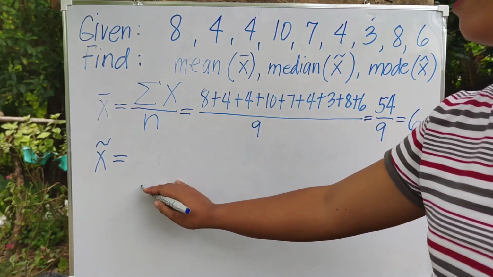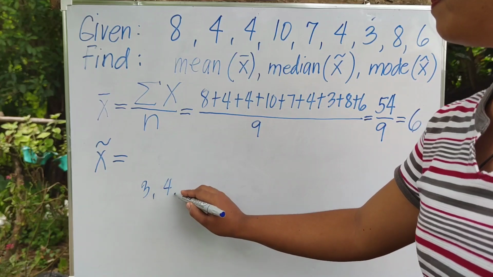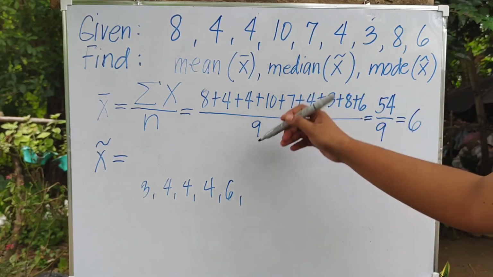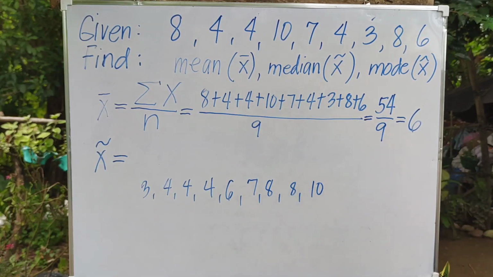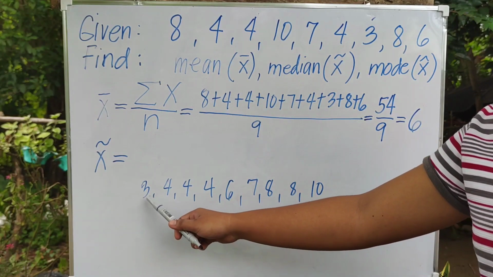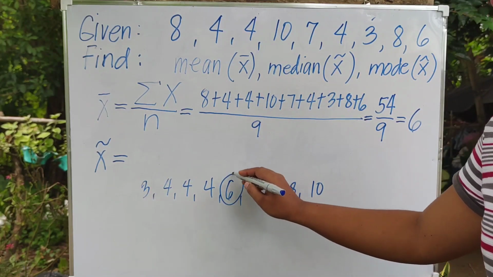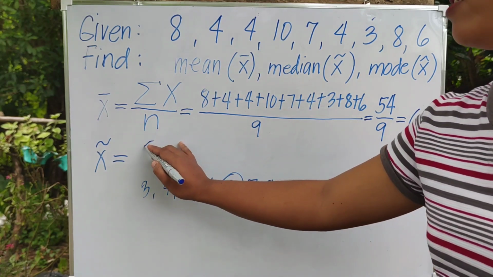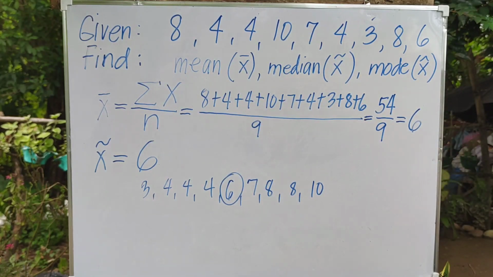We have 3, we have 3 4s, 6, 7, 8, 8, 10. So the middlemost score out of these 9 is the fifth score in the arrangement. So we have the median value of this set of scores as 6.